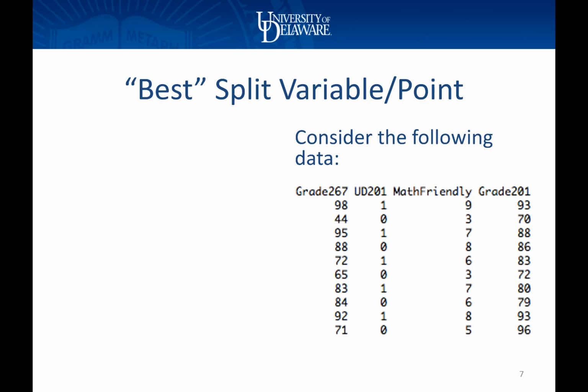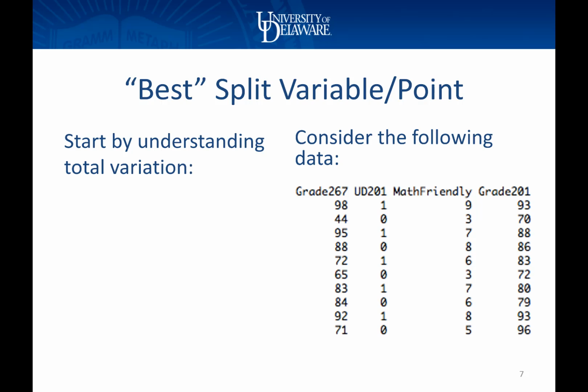The third column, Math Friendly, is an indicator of how much the student likes math, a 10 being, I love math, it's exciting for me. And grade 201 in the last column is the grade they earned in their Math 201 class, no matter where they took it. So we're going to try to create a decision tree for this data that best predicts the grade they get in this class, because that's what I'm most interested in. I want to understand student performance in this class.